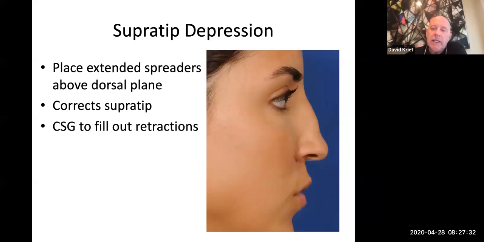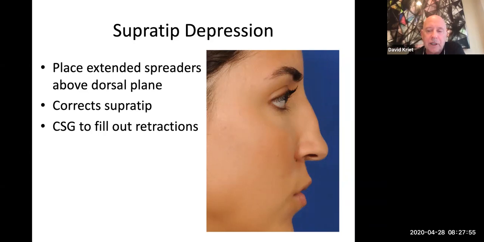So if we think about saddle nose or dorsal depressions, they come in varying degrees or grades. And so if we have just a little supratip depression like this, she presented to me complaining of a bump, and that's where we have to really rely on our analysis, because what she has is this supratip depression. Her bony dorsal height is actually pretty good.